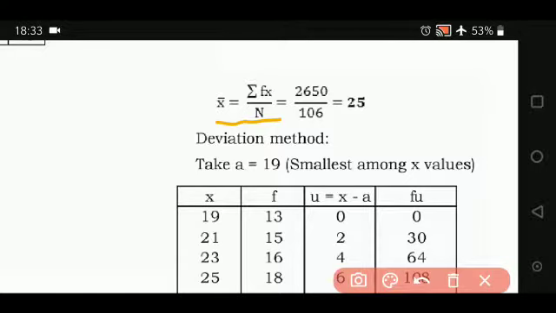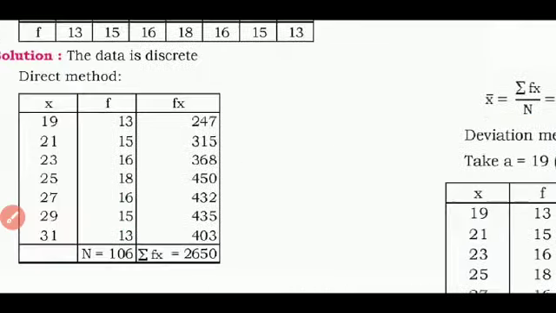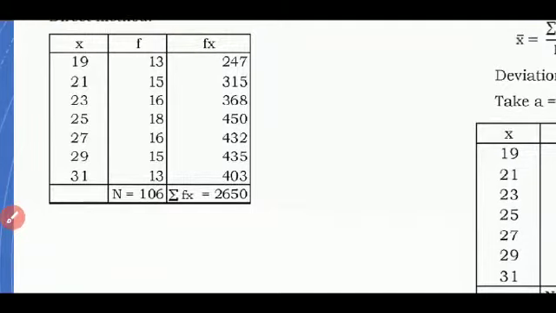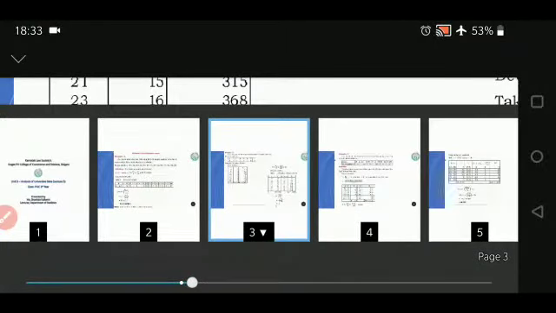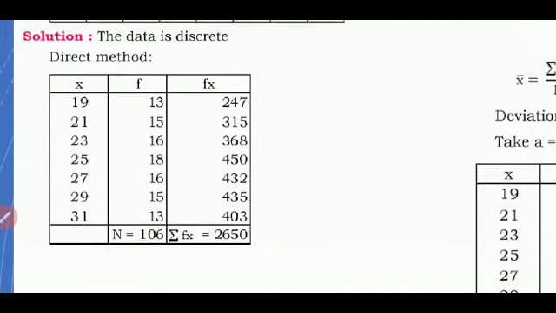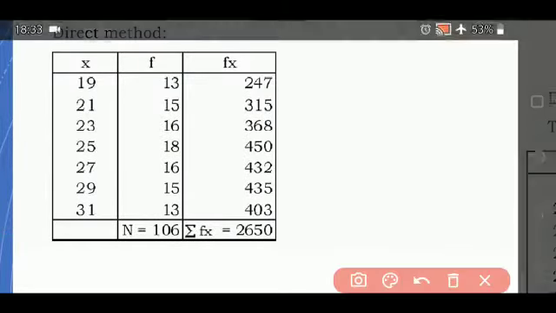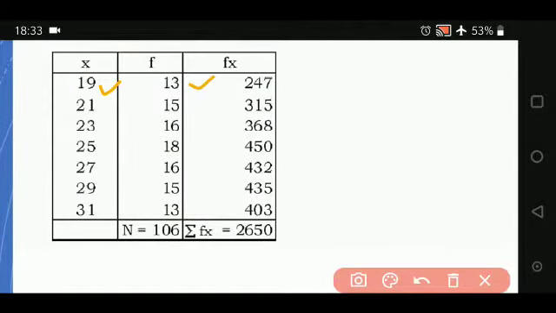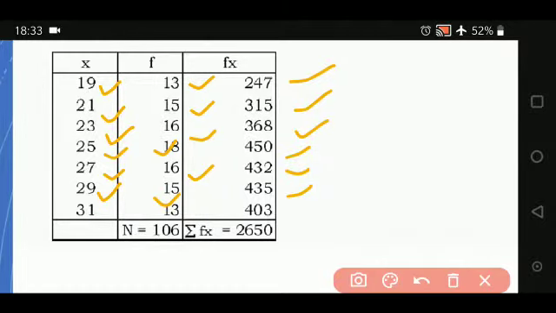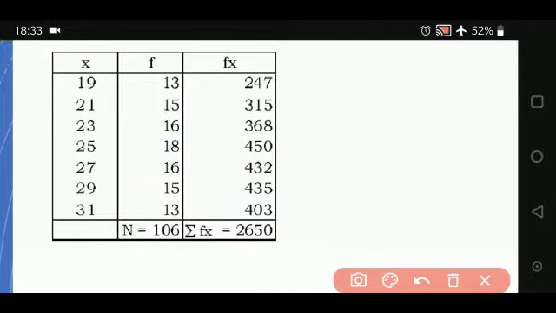So seeing the formula, we are going to make the column. We want fx, so fx is nothing but you are going to multiply f into x, that is 19 into 13 is 247, 21 into 15 is 315, 23 into 16 is 368, 25 into 18 is 450, 27 into 16 is 432, 29 into 15 is 435, 31 into 13 is 400, and the total is 2650.